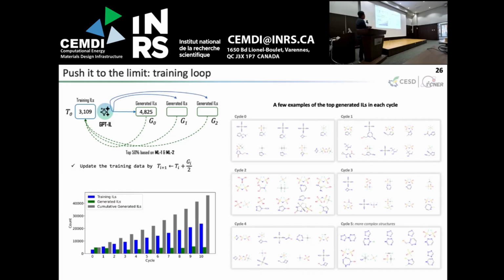It's a loop. And as we can see here, in the 10th cycle, the cumulative generated ionic liquids have reached more than 50,000. So in this sense, we have already explored a very big chemical space, which is one of our goals: to explore bigger and bigger chemical space.